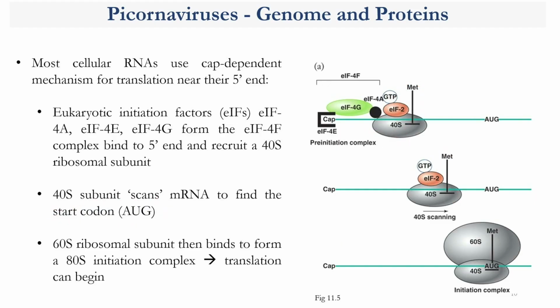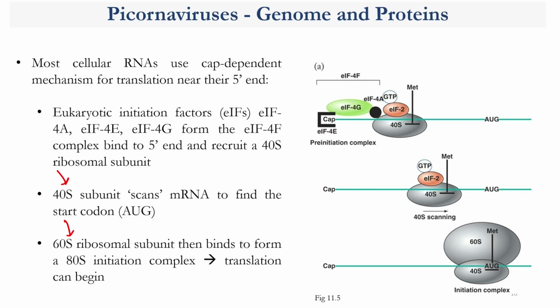Once it finds the start codon, your 60S subunit is going to bind and forms the full ribosomal initiation complex. So that's the 80S initiation complex. And then you can start translation. This is cellular RNA, not the viral RNA, okay?